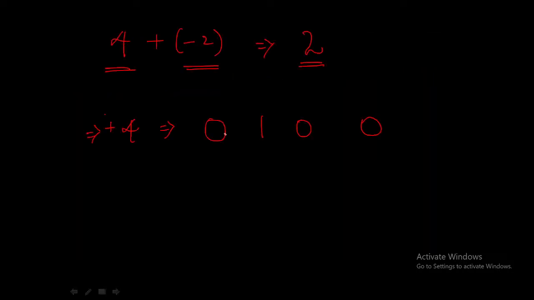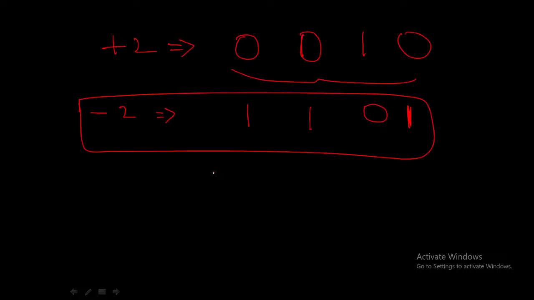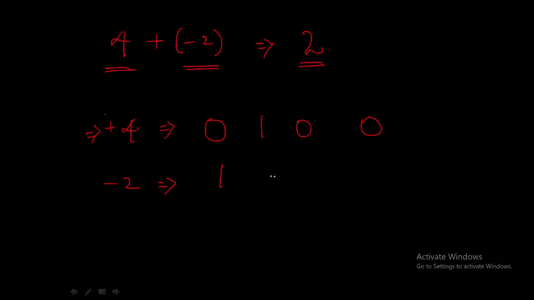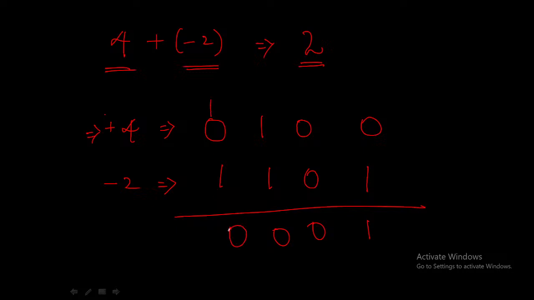Now we are going to add this. Minus 2 is nothing but 1101. Now we are going to add these two numbers. What we will get? 1, 0, 1101, 1, 1101. So here we are getting a carry. After performing the addition, we are getting a carry. So this carry will be again added.